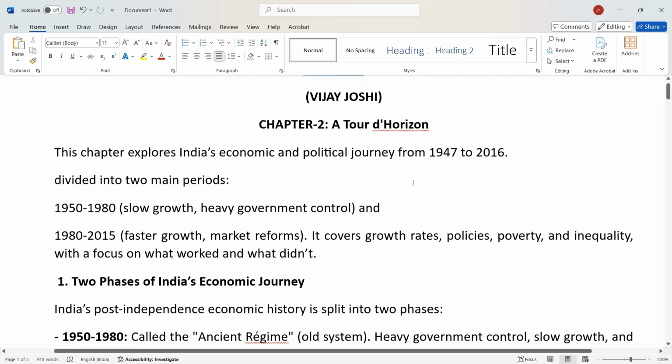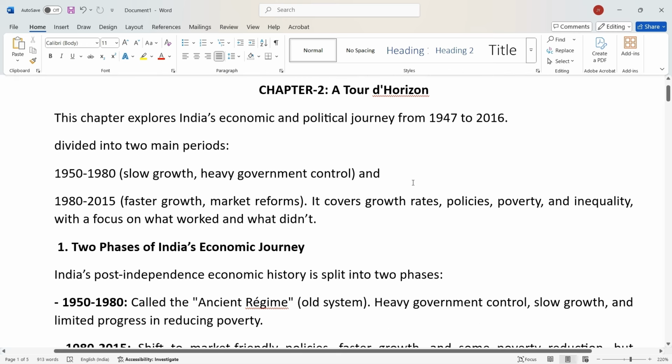Let's start. In this chapter, we'll learn about the political journey of India's economy during the phase of 1947 to 2016. This phase was divided into two periods on the basis of the growth rate and the intervention of government. The first phase is 1950 to 1980, and the second phase is 1980 to 2015.